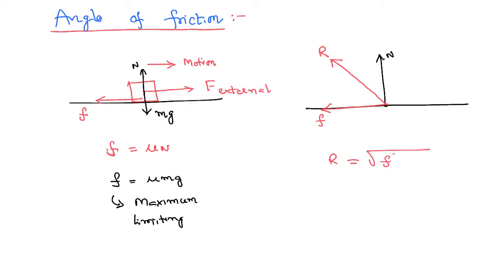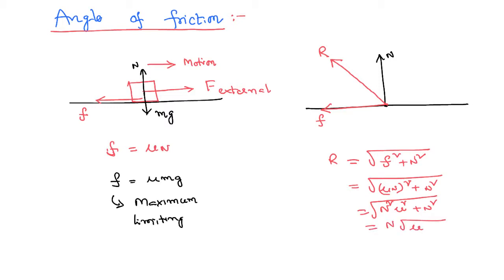We can write that resultant as root of frictional force square plus normal reaction square. You can further say frictional force is mu into normal reaction, whole square, plus normal reaction square, that is normal reaction square, coefficient of friction square, and normal reaction square under square root. One normal reaction can be taken out, root of mu square plus 1. That's the value of the resultant force of both the normal reaction and the frictional force.